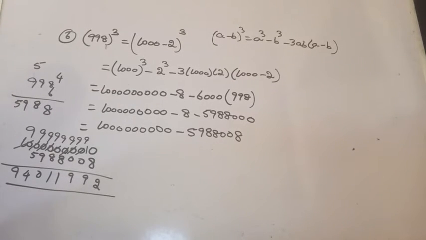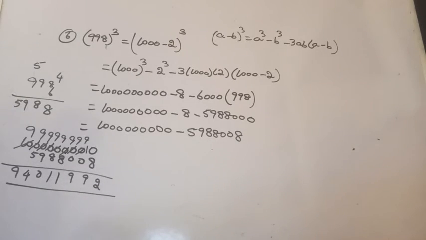That is 998 the whole cube. Shall we check the answer once? Please try one. 998 the whole cube. That is 994. I think here we missed out something. 9 minus 5 is 4.